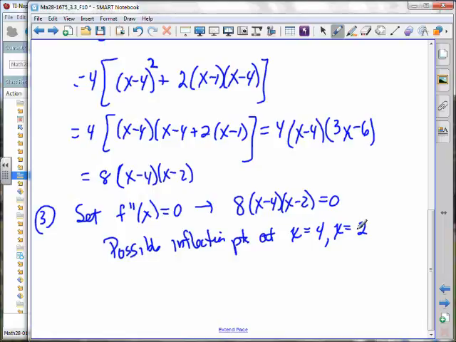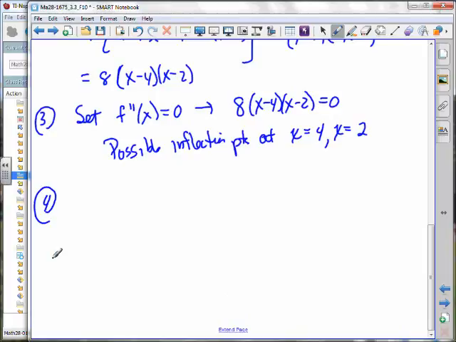Now, how do we know for sure that those, in fact, are going to be points of inflection? Oh, they're points of inflection only if what happens? What switches? Concavities. Okay, so here we go. The next step then to test is we need to test what happens on either side of 4 and 2. So we can set up a sign chart.